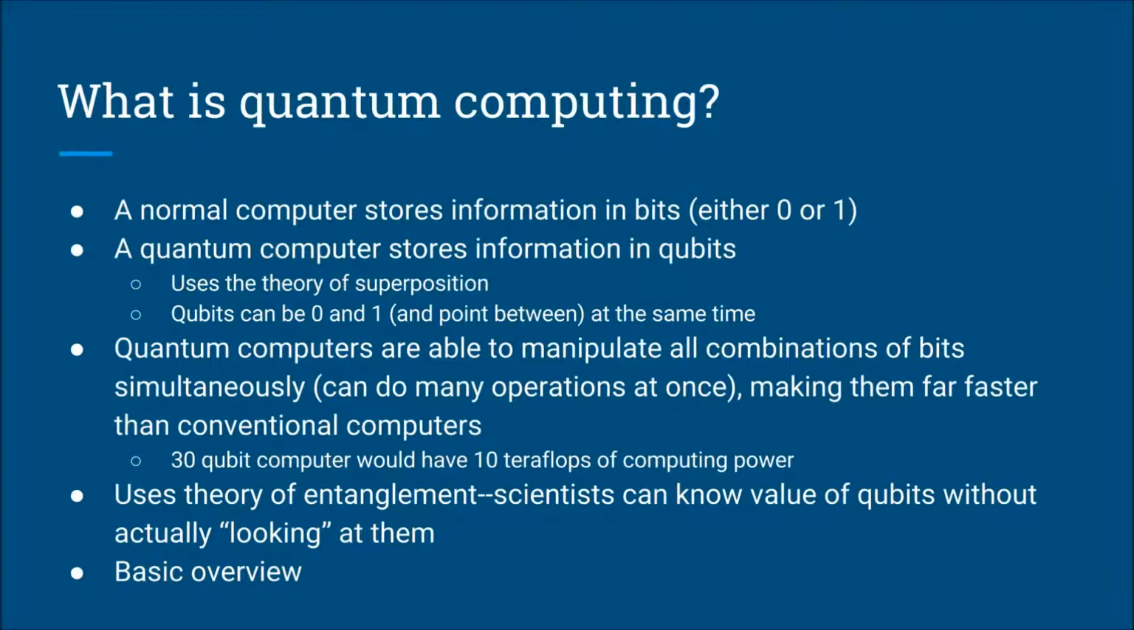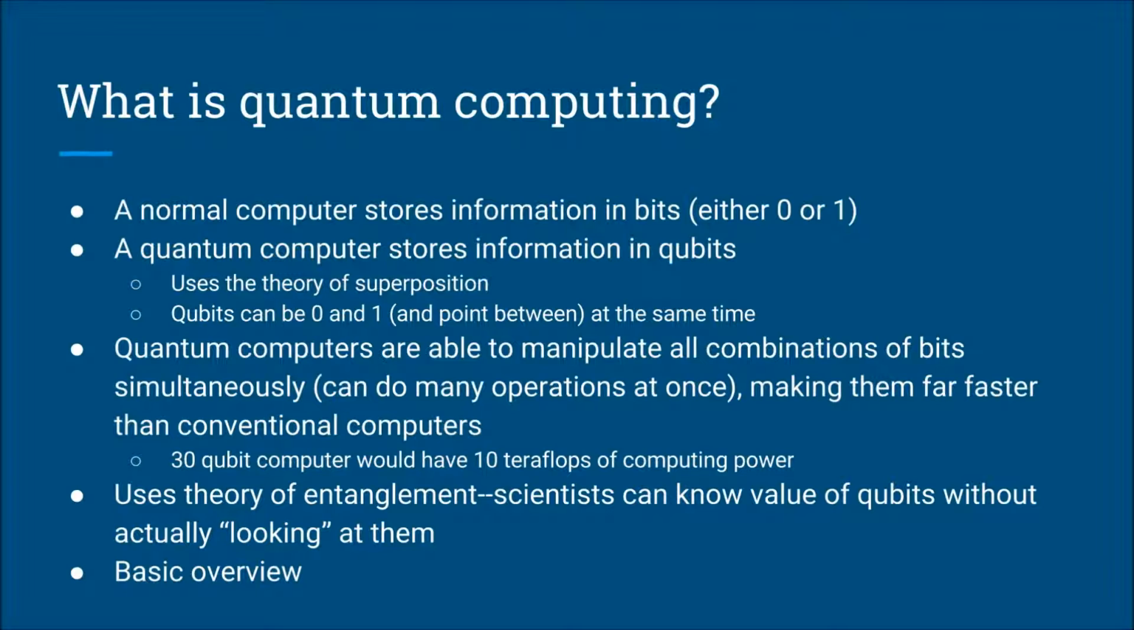So first of all, a normal computer, like a normal desktop, would store information in bits, so these can either have the value of 0 or 1. But a quantum computer stores information in something called qubits. Now these can be 0 and 1, and at every point between, all at the same time. This is using the theory of superposition, which we're not really going to go into because that's far beyond the scope of this video, but it's important to understand that.